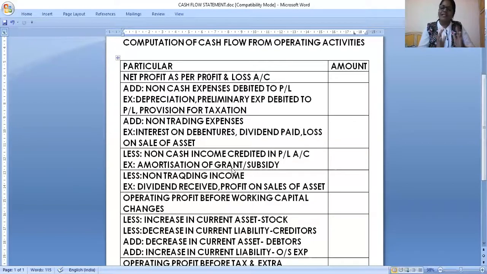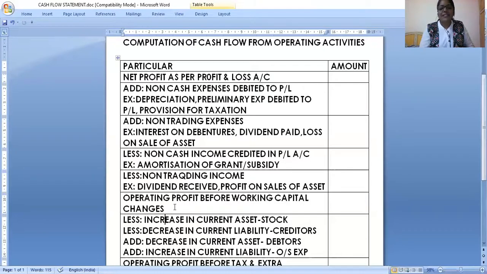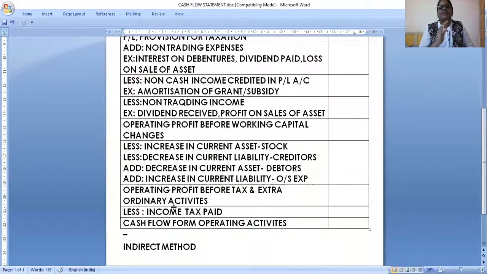Okay, right? So once again, I want to give you the gist. Indirect method starts with net profit, add non-cash expense, add non-trading expense. Non-cash is no money has gone out. Non-trading, because they have already been shown as outflow in other heads. Now, less non-cash income, less non-trading income. There may be 15 items in the exam. All you can put in this add and less. Finally, you get cash from operating activities before working capital changes.